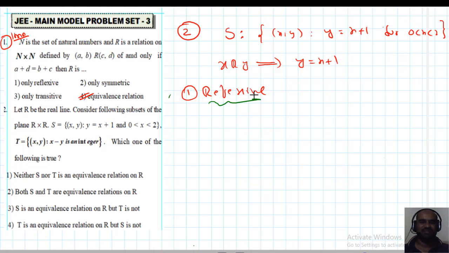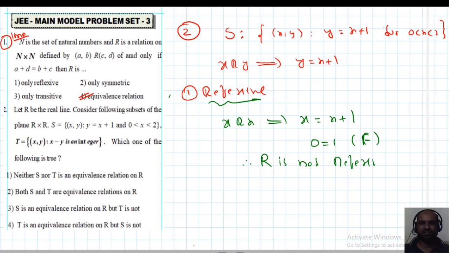So x related to x implies x equals x plus 1. So x gets cancelled, no? 0 equals 1, which is never true. This is a false statement. What is the meaning of that? Reflexive fails. Reflexive fails means no need to check the remaining properties, because all the options are related to equivalence. So the given relation S is not an equivalence relation. S is not an equivalence relation.